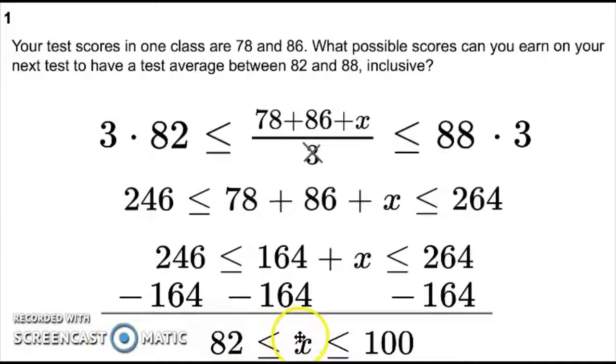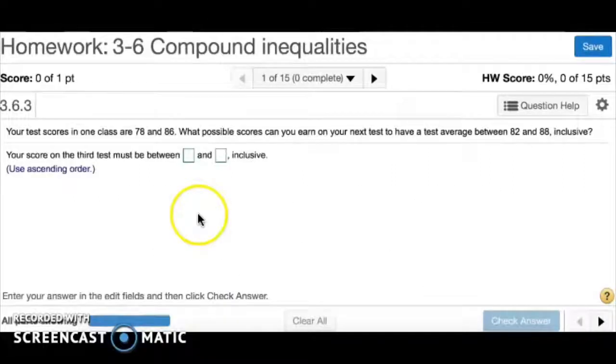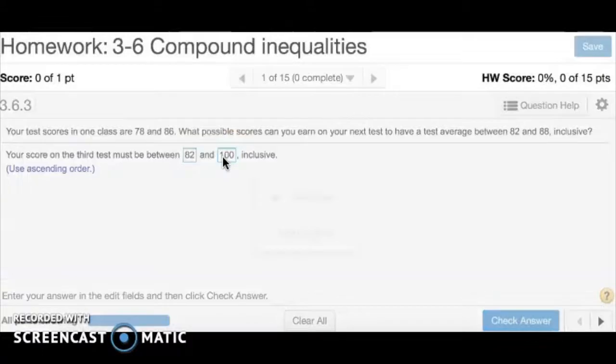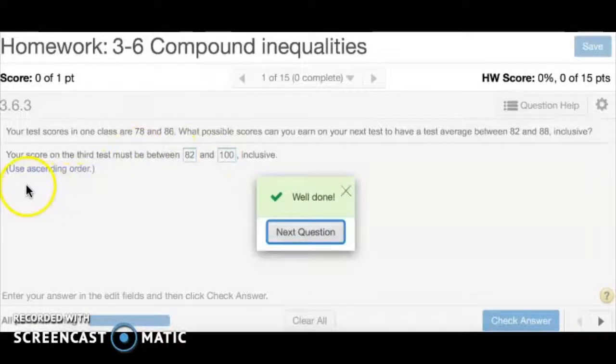So that means my test score will have to be between 82 and 100, but it can also include those numbers because that's what inclusive means. So that's the answer. So we're going to type in for our answer 82 and 100. And it says use ascending order, meaning go from smallest to largest. Start with the 82 and then type 100. And then that's number 1.